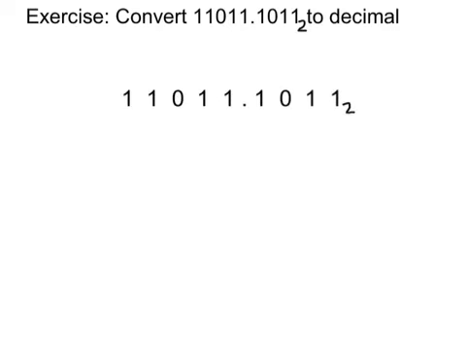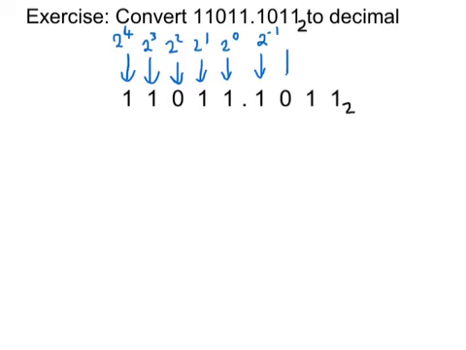Here we have the binary number we want to convert, and if we put in our powers of 2, to the left of the fractional point we have 2 to the power of 0, 2 to the power of 1, 2 to the power of 2, 2 to the power of 3, and lastly 2 to the power of 4. And to the right of the fractional point we have 2 to the power of minus 1, 2 to the power of minus 2, 2 to the power of minus 3, and lastly 2 to the power of minus 4.